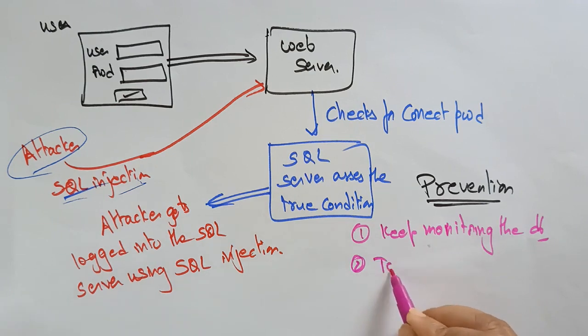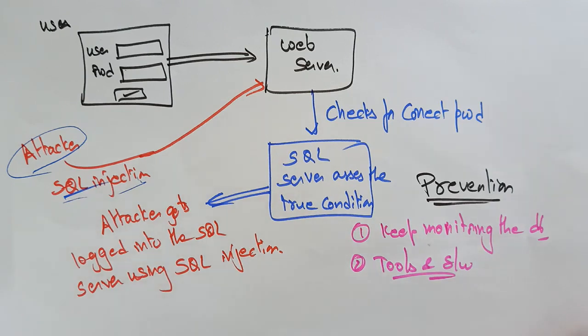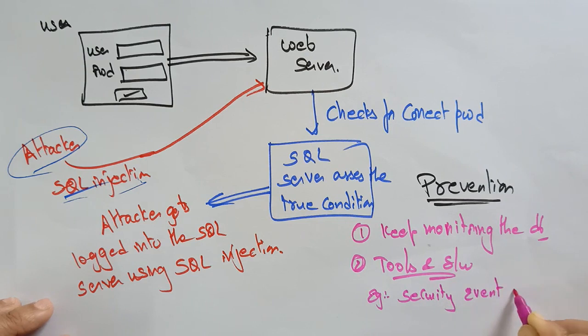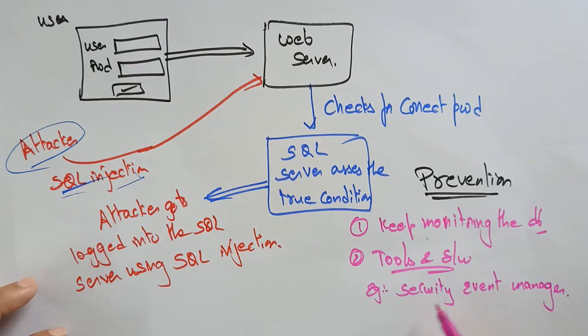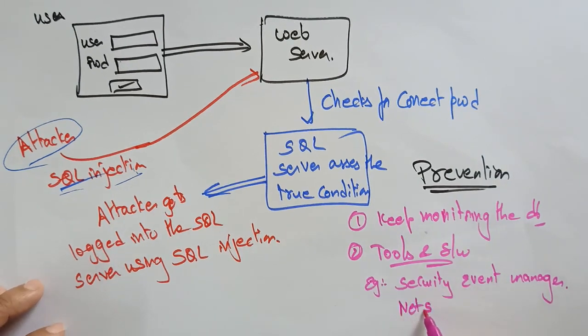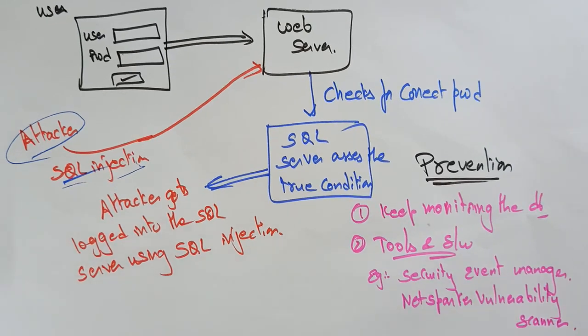And next, you have to use some tools and software to prevent this SQL injection. What type of tools and software need to be used? You have to use tools or software to keep an eye on your system security. Examples are the security event manager, which always keeps an eye on your system security, or you can use the NetSparker vulnerability scanner. So these are some prevention techniques for the SQL injection attack.